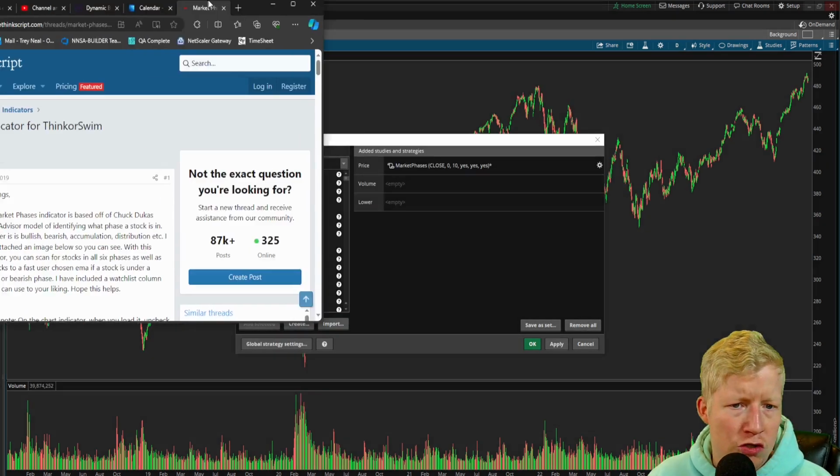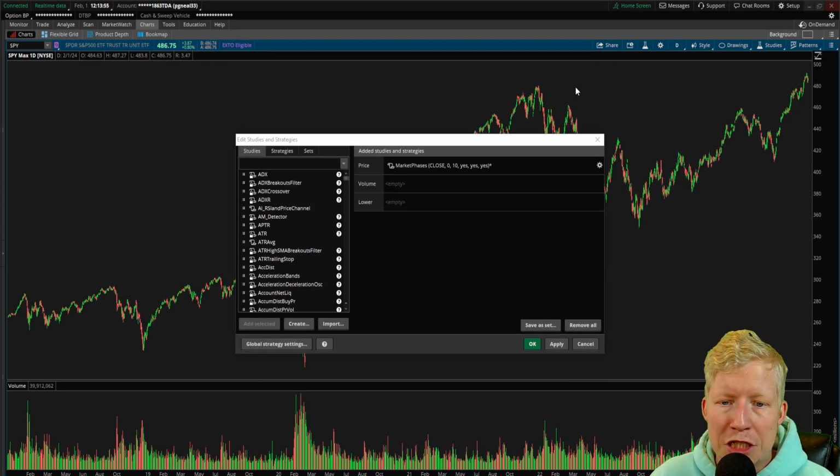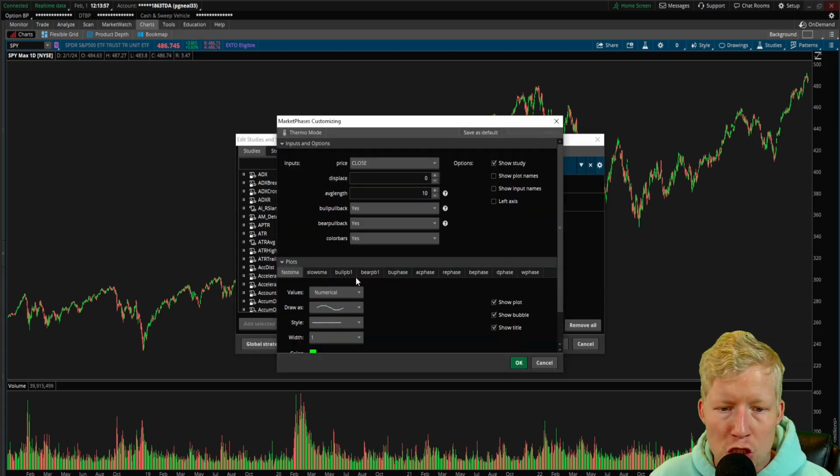And there was some extra direction on this as well. On the chart, when you load it, uncheck the show plots for BU phase, AC phase, RE phase, BE, and so on. These mess up the chart sizing. If someone knows how to turn those off, then please do so. Thank you. So let's jump into our settings here and let's turn off those plots. So these phases, he or she, sorry, said to turn off these plots. So let's go ahead and do that.